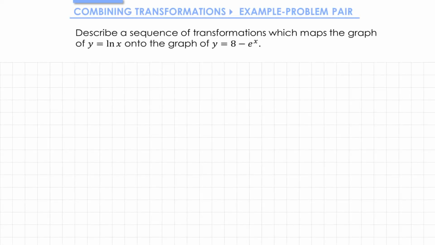In this example, we need to describe a sequence of transformations which maps the graph of y equals log x onto the graph of y equals 8 minus e to the x.